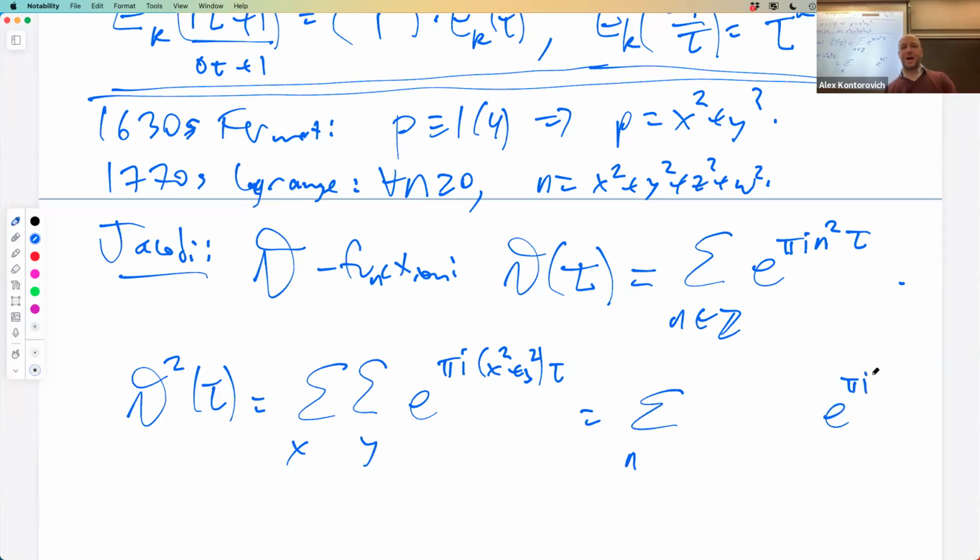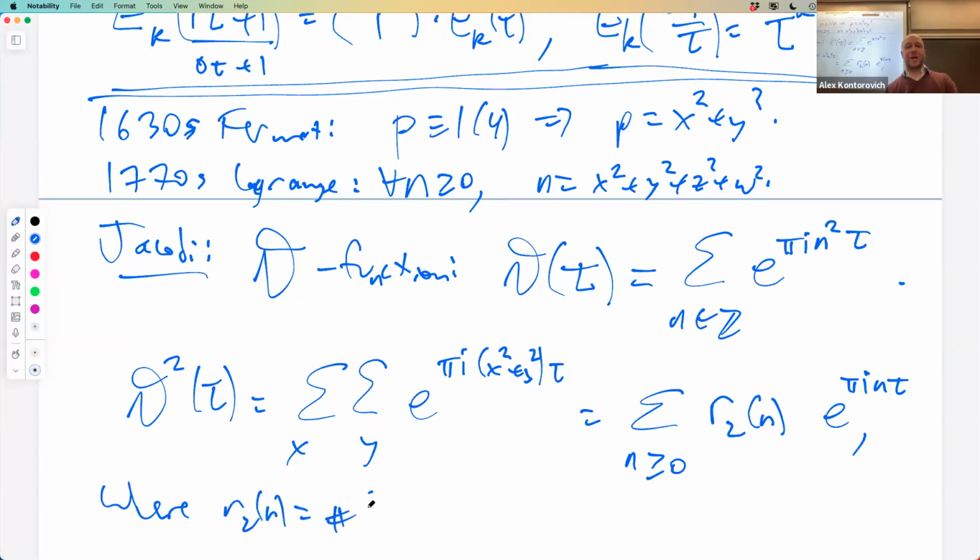And so if I put this into a single series, there's an e to the pi i n tau. I want to know what the coefficient in front of e to the pi i n tau is. The only n that will arise will be sums of 2 squares, and they'll all be positive. And how many times this power of e to the pi i tau occurs is exactly the number of representations. So let's call this R2 of n, where R2 of n is the number of ways that n can be written as a sum of 2 squares in the integers. Does that make sense?